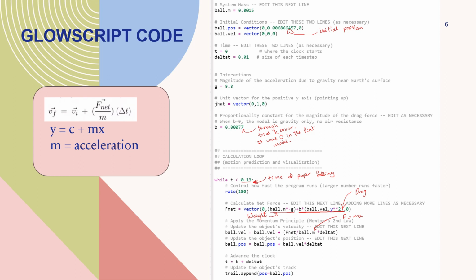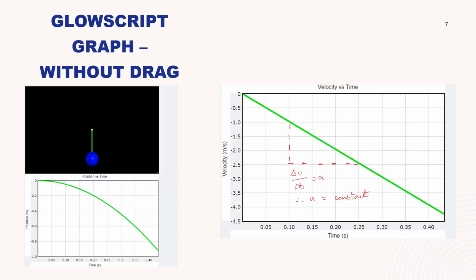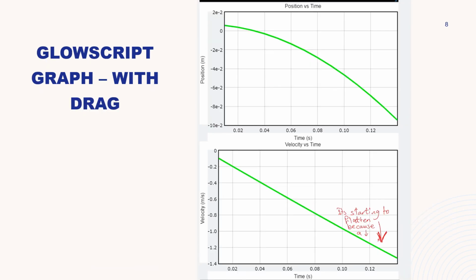If you look at the equation on the left, we can see that it is written in the format of y is equal to c plus mx, where the gradient is the acceleration, and we know that our acceleration will be changing, so this will not be a straight line. Here's the GlowScript graph, where drag was negligible. If you look at the velocity time graph, we can tell that the gradient was constant, meaning that the acceleration was constant, and that makes sense, then the gravitational force was the only force acting on our scrunched up paper.